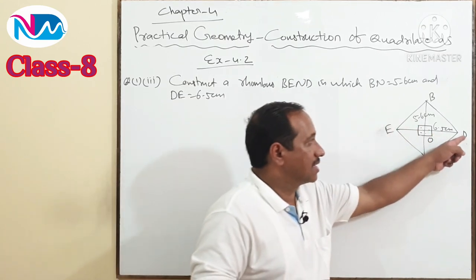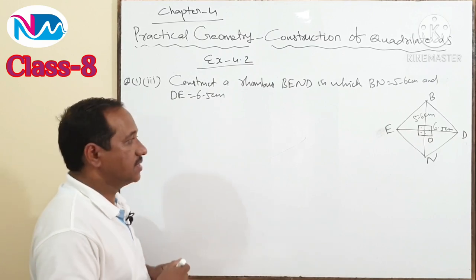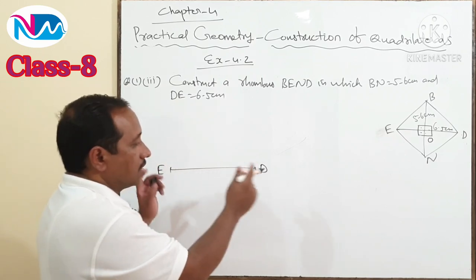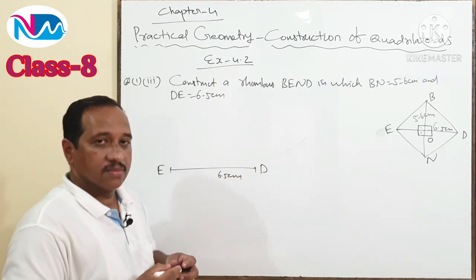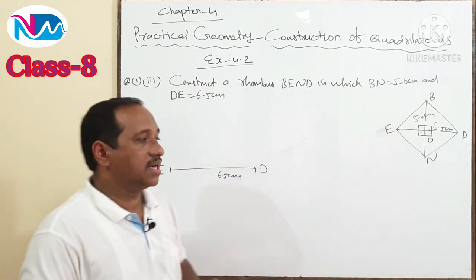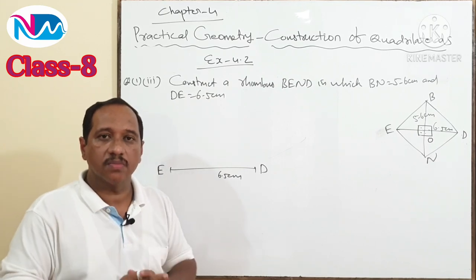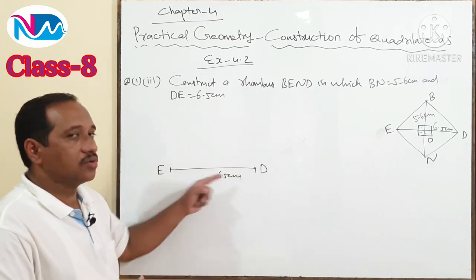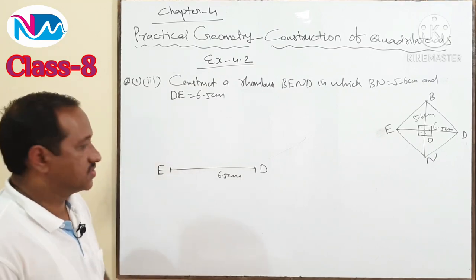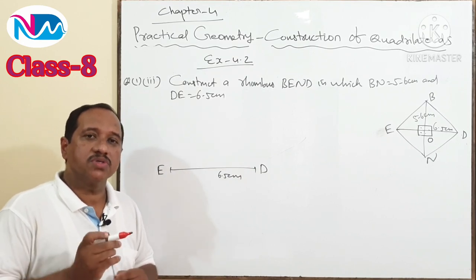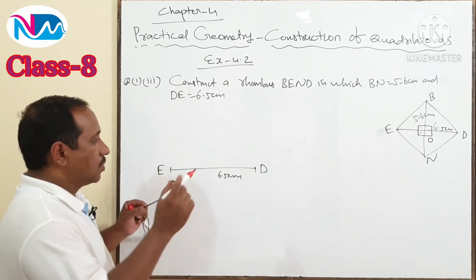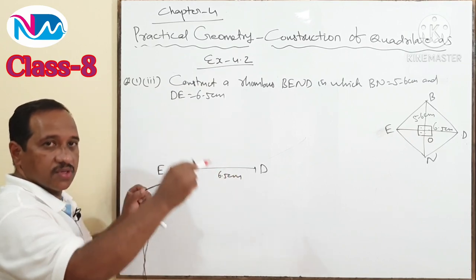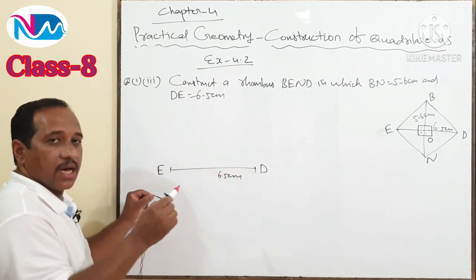So first, I draw the diagonal DE or ED, which is 6.5 cm. The length of the diagonal ED is 6.5 cm. The other diagonal BN will be the perpendicular bisector of the diagonal DE, because the diagonals of a rhombus bisect each other at right angles. So, next is to draw the perpendicular bisector of diagonal DE. All of you know how to construct the perpendicular bisector of a given line segment. For that, you have to use the compass. You take a radius which is more than half of the length of the line segment DE. Here, I take the radius of the compass more than half of this distance and draw two arcs.